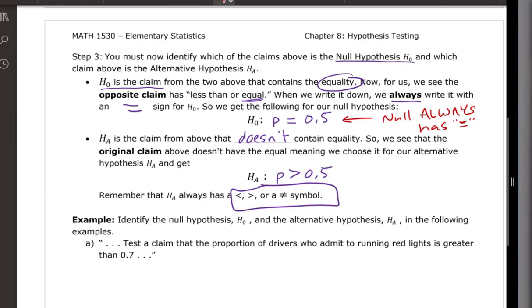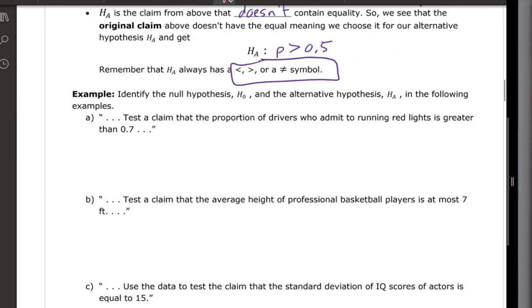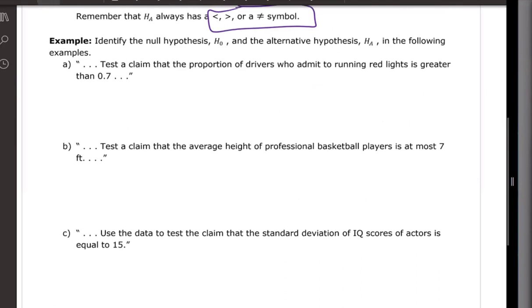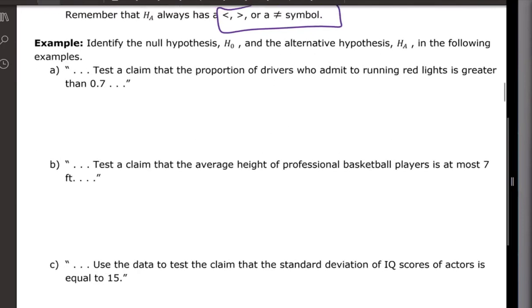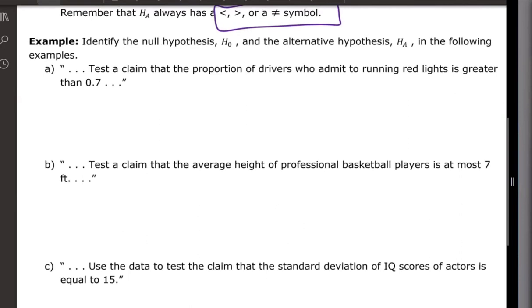Okay, so in the problems below, we want to identify the null and alternative. This will give you some practice going through these steps that I just highlighted, so you'll be able to do it on your own when you're starting to do your own hypothesis test. Right here it says we want to identify the null and alternative for these following examples. Now, part A says: you usually have some data or some sample that you've tested or gathered, and then test a claim that the proportion of drivers who admit to running red lights is greater than 70%.